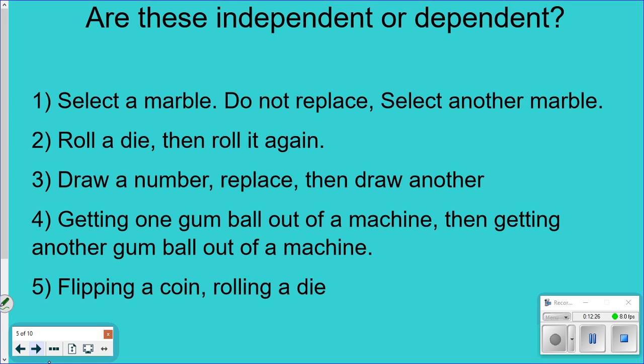Drawing a number, I'm replacing, and drawing again: independent, because I'm replacing it and putting it back. Getting one gumball out of the machine, then getting another gumball out of the machine: dependent, because you took a gumball out, I changed how many gumballs are in that thing now. Right? Flipping a coin, rolling a dice: independent, because there's two different things going on, and what I do with my coin doesn't affect what happens on my dice. Okay? So you gotta pay attention to what you're doing today.